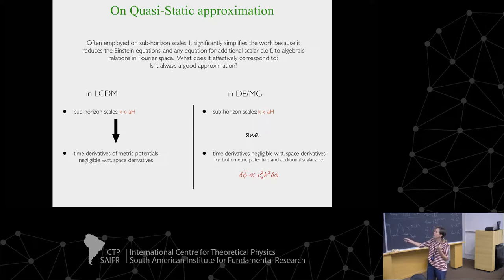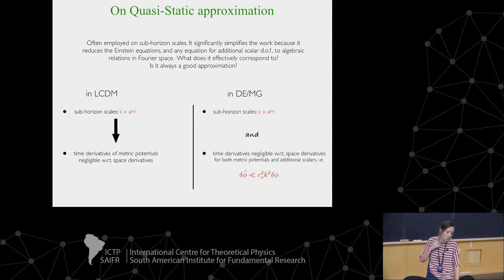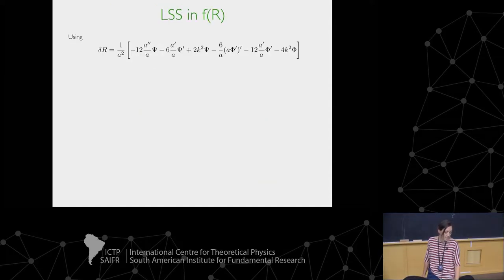So if the sound speed of the scalar field is not one, if it's lower than one, that can give you an effective new horizon below which your quasi-static regime is valid. So that's very important to check, and we have checked it for f(R), and it holds well.